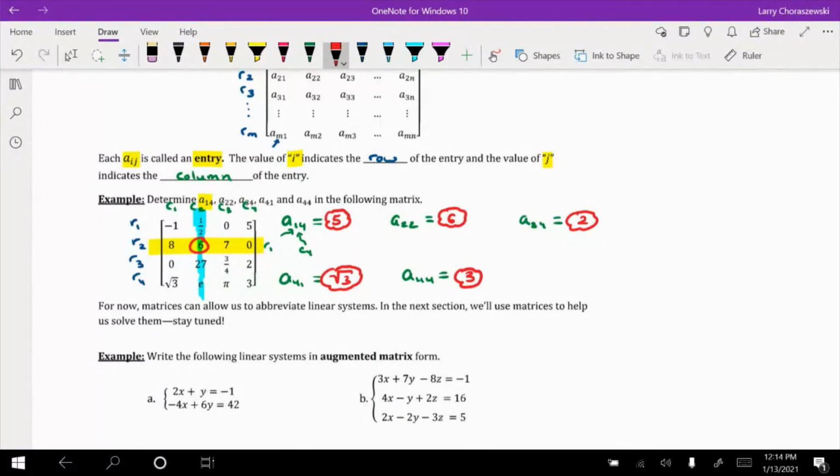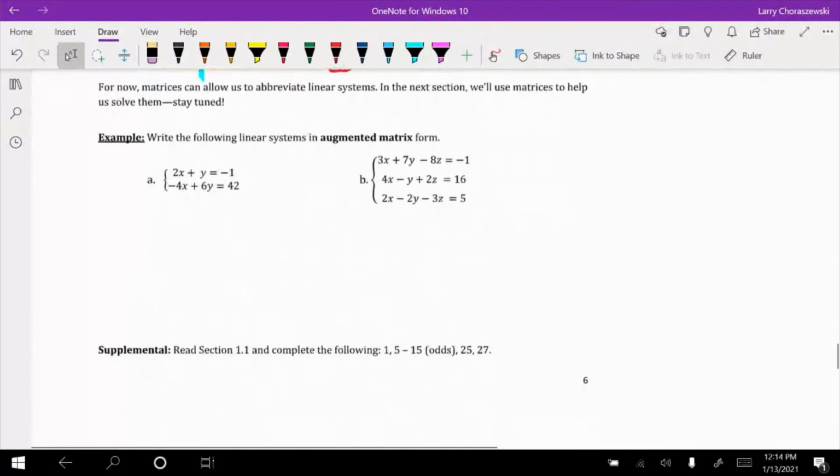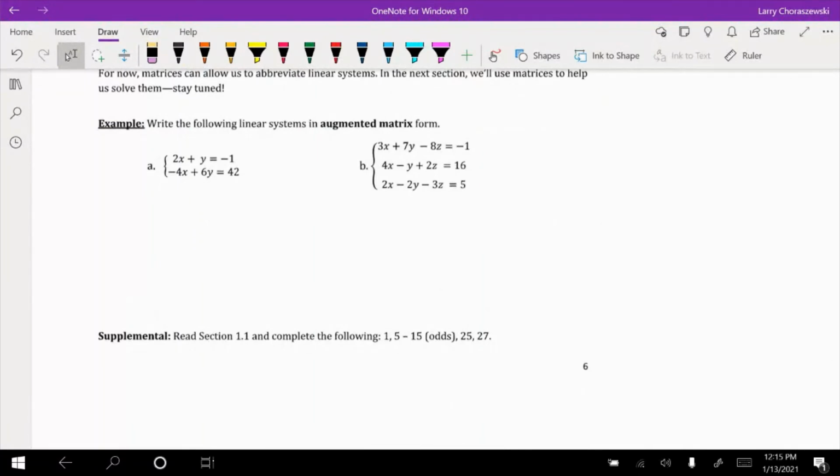All right, so one thing about matrices that's helpful is they give us a way of rewriting linear systems without all the variables. They allow us to abbreviate linear systems, and there's a special type of matrix that can be created out of a linear system, and that matrix is called an augmented matrix. So let me show you how to create an augmented matrix, and I'll explain why it's called augmented. Our first system has 2 equations and 2 unknowns.